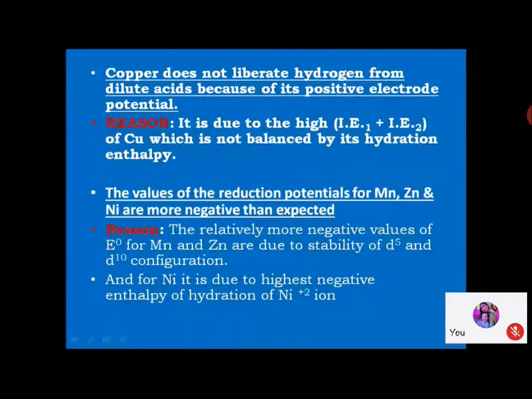See, check. My answer will be there, just cross check whether your answer is correct. Write out the electronic configuration for Mn, Cu, then Cu plus and Cu plus 2. This is Mn plus 2.